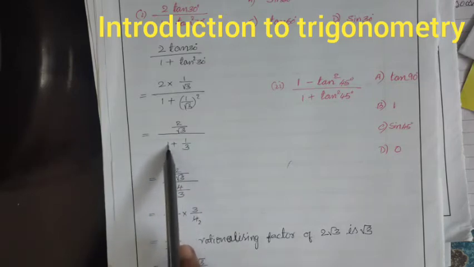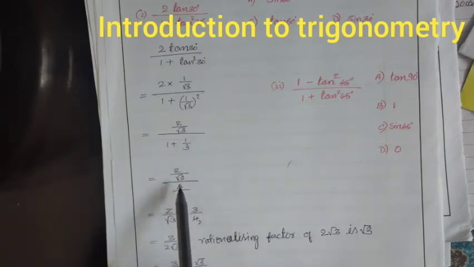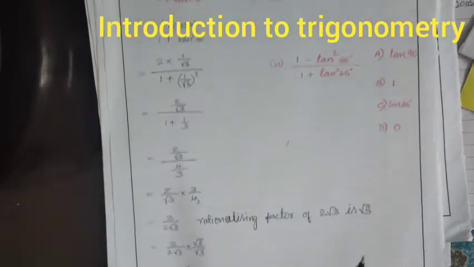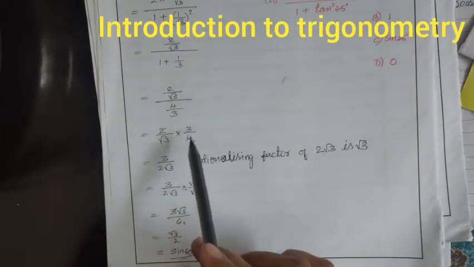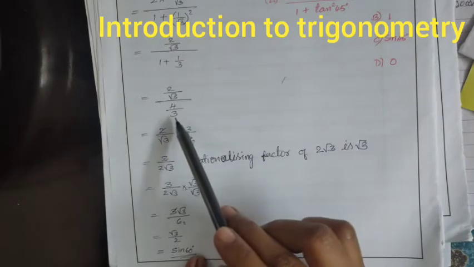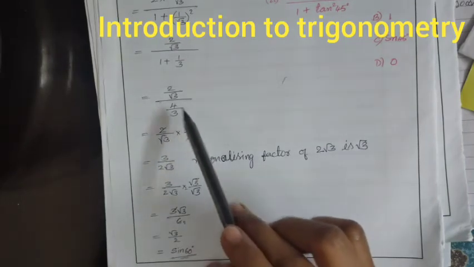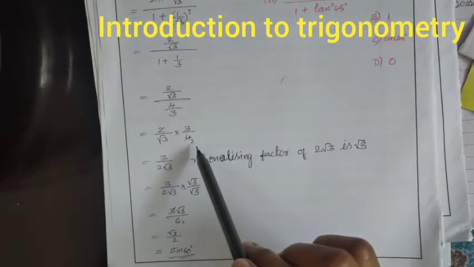1 into 3 is 3. 3 plus 1 is 4. So you can write the numerator as it is, and the denominator is 4 by root 3. So now look at this one. You take the denominator into the numerator. What happened? It will be reversed. So 3 comes to the numerator and 4 comes to the denominator.